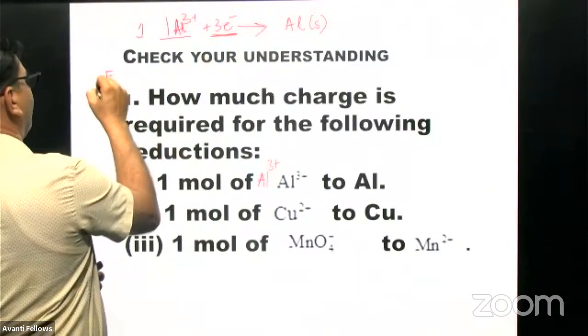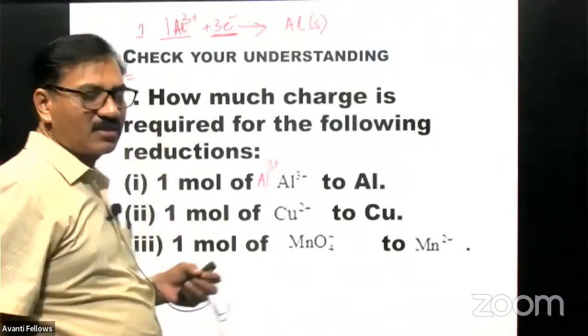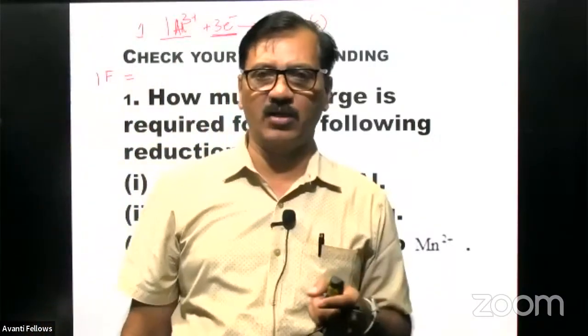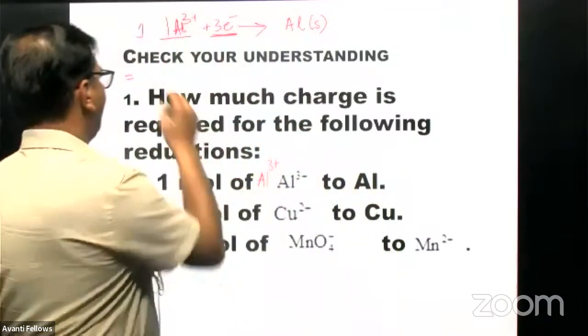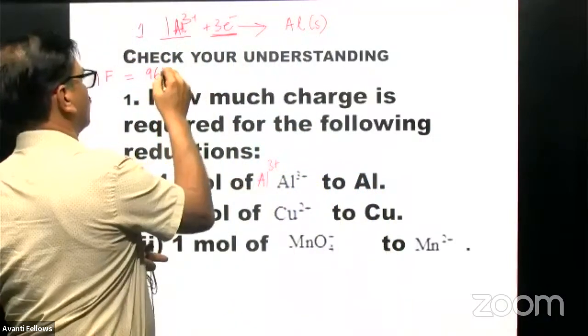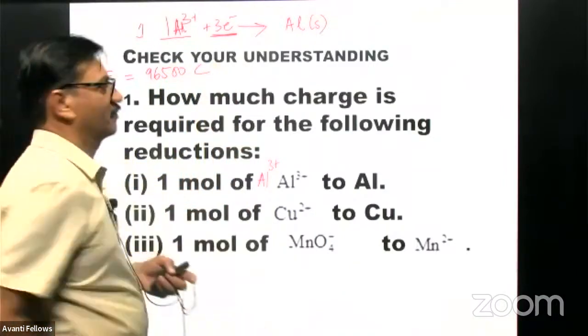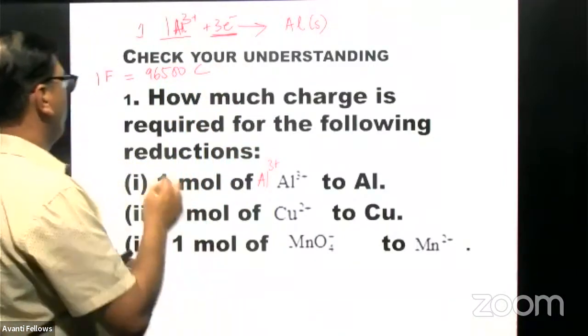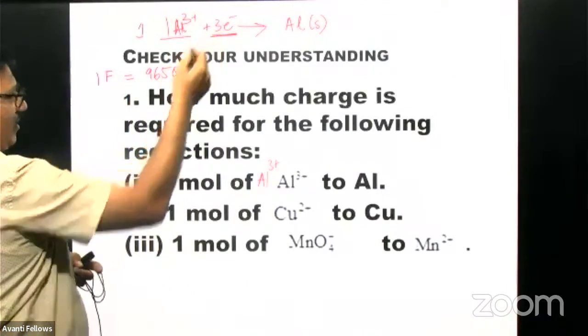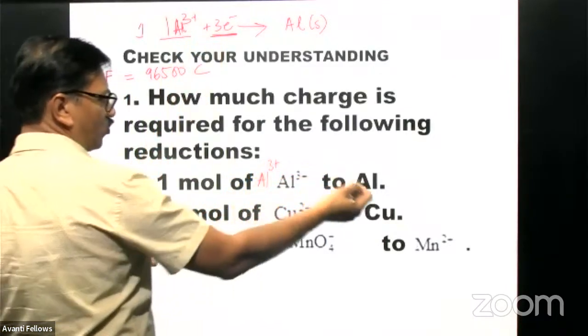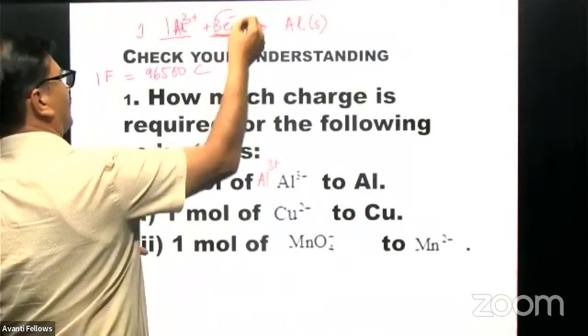So 1 Faraday is nothing but the charge carried by 1 mole of electrons. 1 mole of electrons carries approximately 96,500 coulombs of charge. So 1 Faraday is 96,500 coulombs. Now you can understand, if you want to convert Al3+ to Al, 3 moles of electrons are necessary.